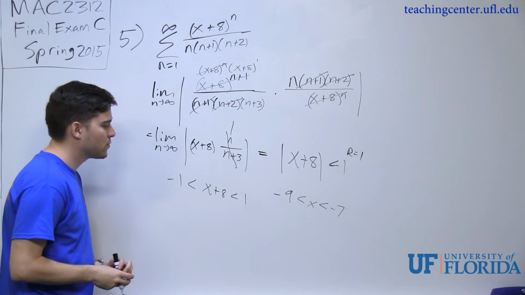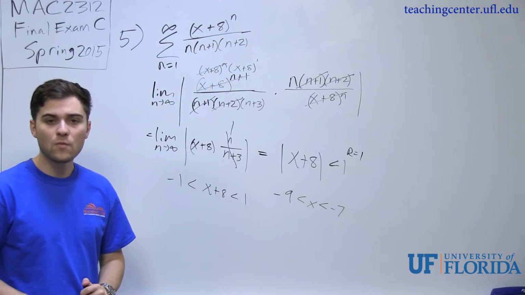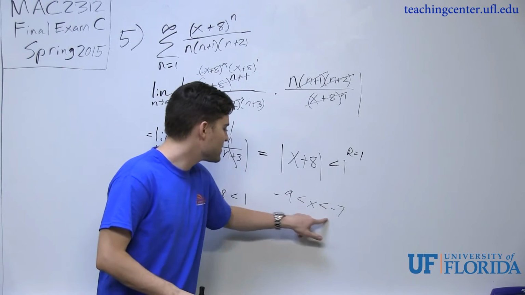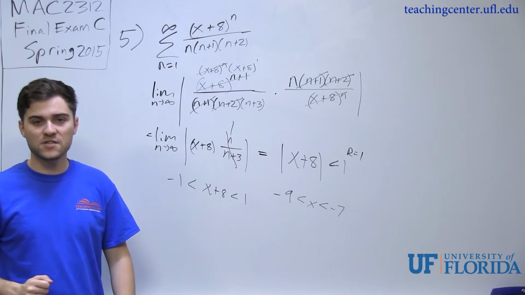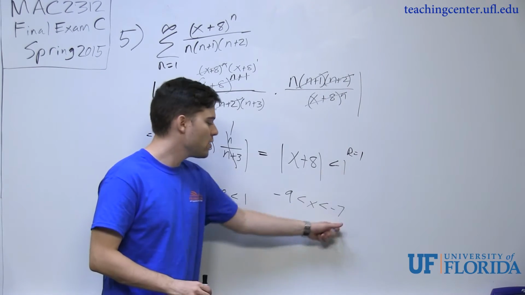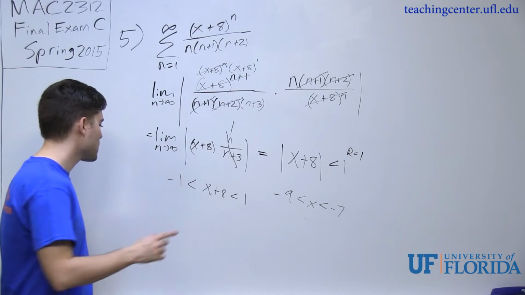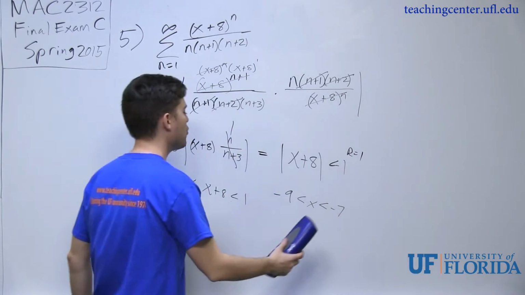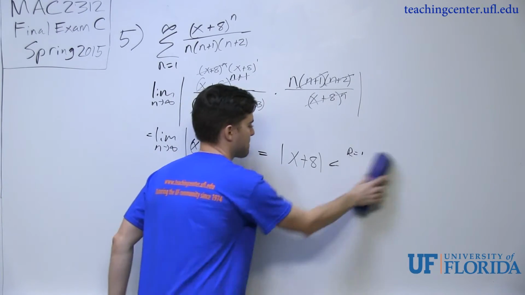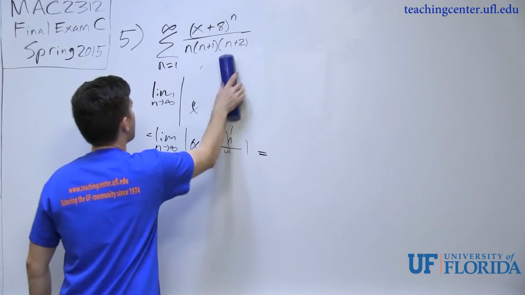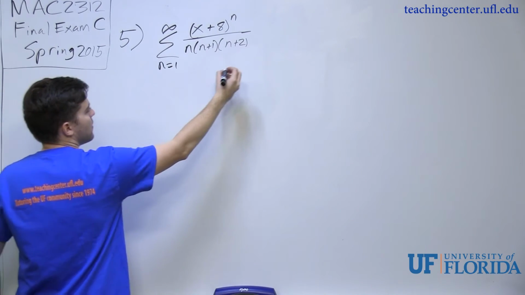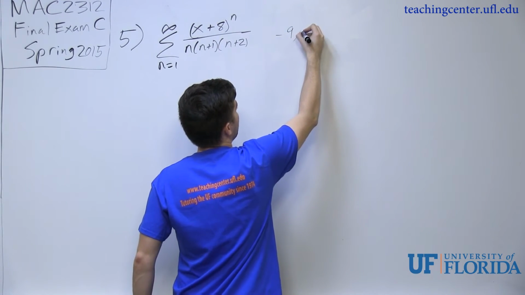Great. So now there's one last step that I have to do. I have my interval, but now I need to test my endpoints. Every value inside of here should cause this series to converge. But I don't know what's going to happen at my endpoints. So I'm going to clear myself a little more room here, and I'm going to take my endpoints and set them up over here on the side.